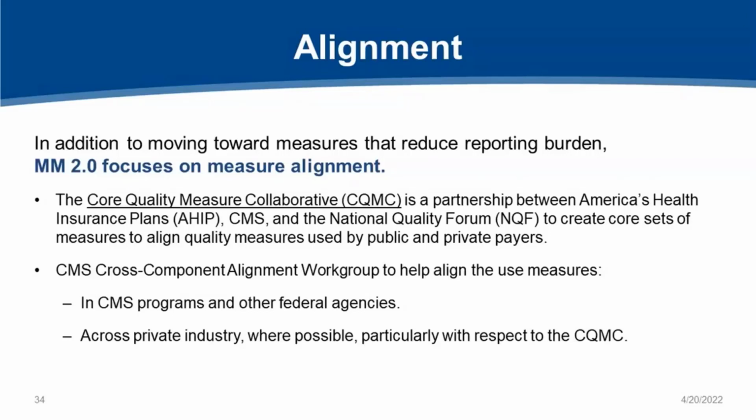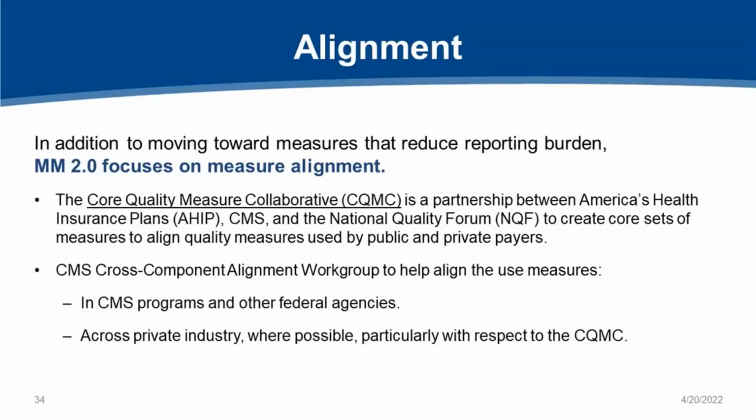The Core Quality Measure Collaborative is a partnership between America's Health Insurance Plans, or AHIP, CMS, and the National Quality Forum to create core sets of measures to align quality measures used by public and private payers. And the goal of this group is to create an agreed-upon set of core measures that can be used across payers to reduce burden associated with reporting on similar or competing measures.